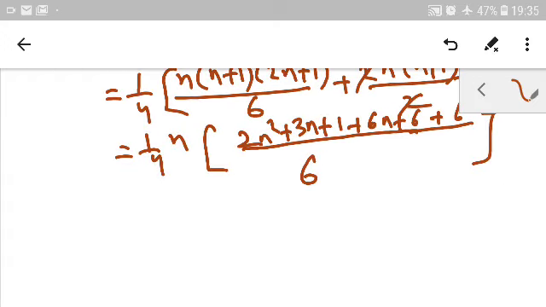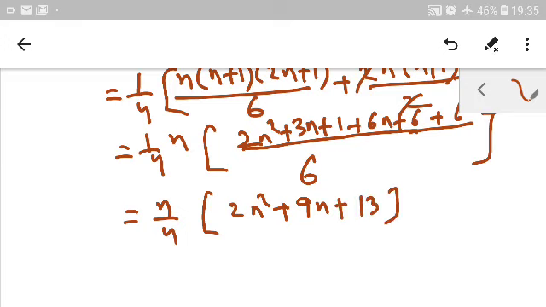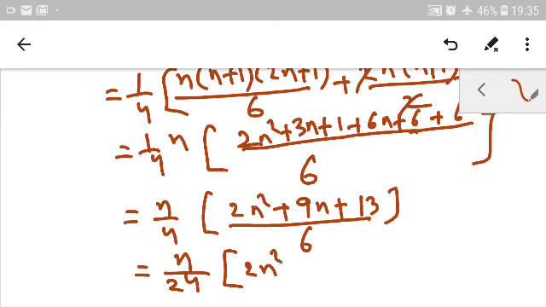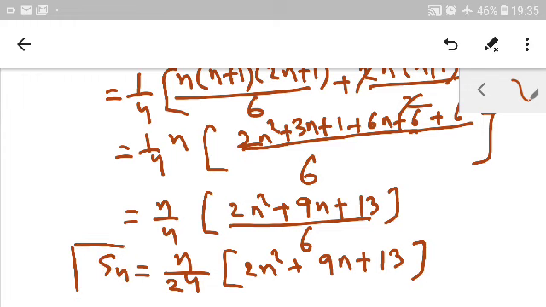Now let me simplify this one. This will be n divided by 4, then 2n square plus 3n plus 6n, it will be 9n, plus 6 plus 6 is 12, 12 plus 1 is 13, divided by 6. So it will be n by 24 multiplied by 2n square plus 9n plus 13. So this is the final value of Sn.